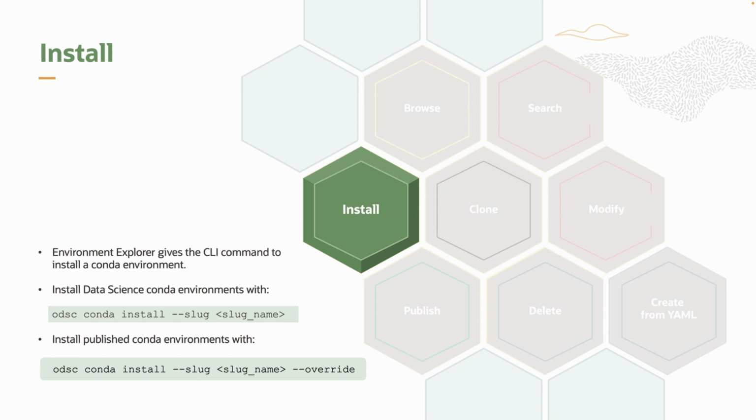If you would like to install a conda environment that you have published to your object storage bucket, use ODSC conda install slug, the name of the slug, and then the override parameter. That will override the default behavior of installing data science conda environments and install a published conda environment instead.